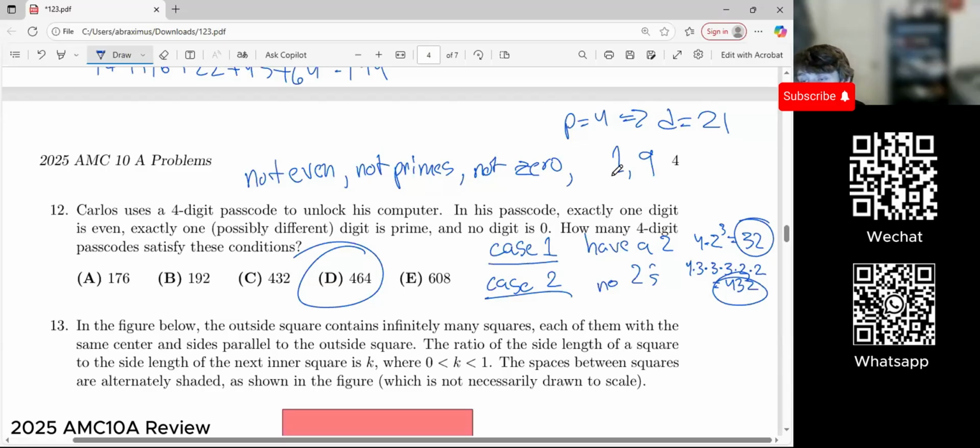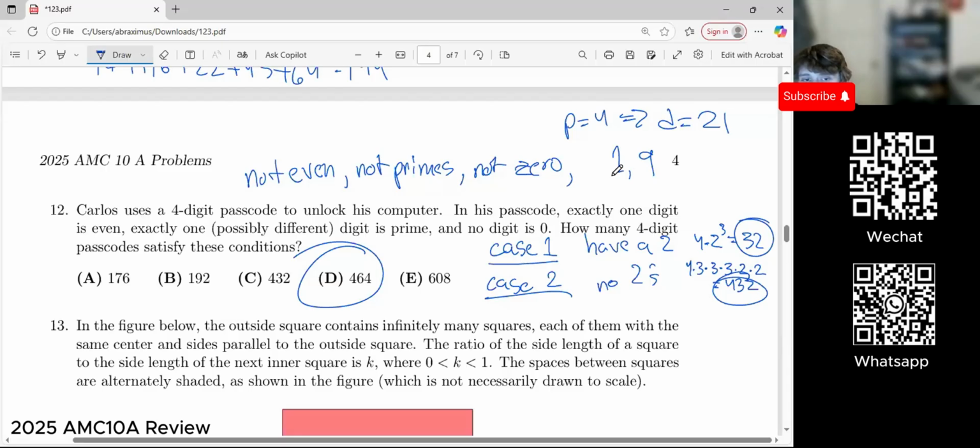2 is the only even prime, so we have to split it into 2 cases where we have a 2 in our passcode or we don't have a 2 in our passcode. If we have a 2 in our passcode, there can only be 1 2 because there's only 1 even number and there's only 1 prime. There's 4 spots that we can place the 2. And then for the other 3 digits, we have to decide if they are a 1 or a 9. And so we have 4 times 2 cubed options, which is 32 total possibilities.